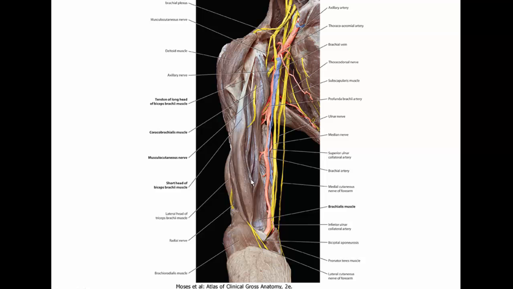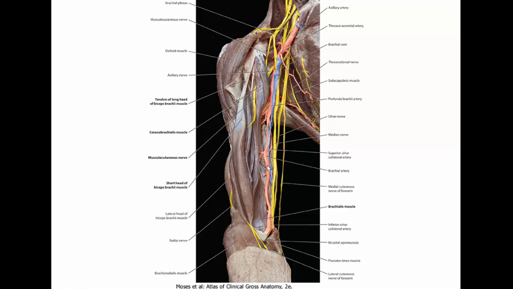Now looking at this picture from the Moses et al. Clinical Gross Anatomy Atlas, we can recall some of our innervation and our muscles. Here's the coracobrachialis muscle. Here is the musculocutaneous nerve. There's the short head of the biceps that will be attaching to the coracoid process. Here again is the musculocutaneous nerve. Coming off of the brachial artery, here is the deep artery of the arm, the Profunda Brachii artery. Here's your ulnar nerve. And here's the median nerve right next to it.